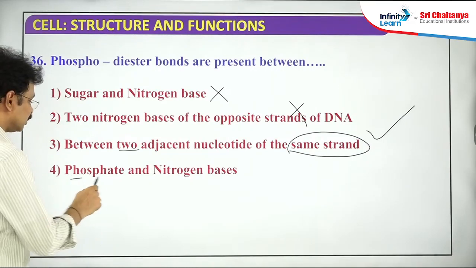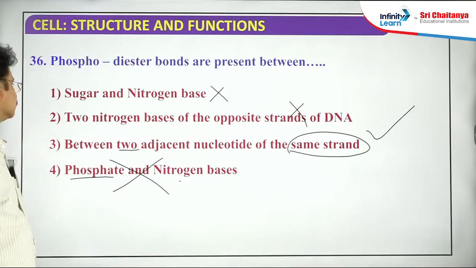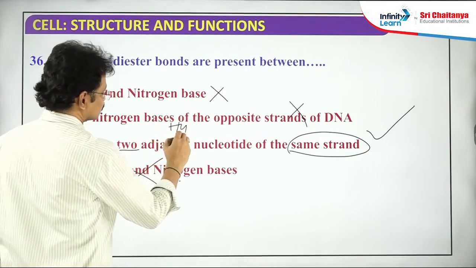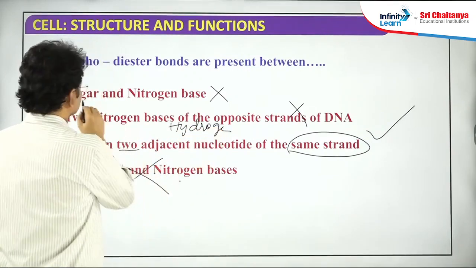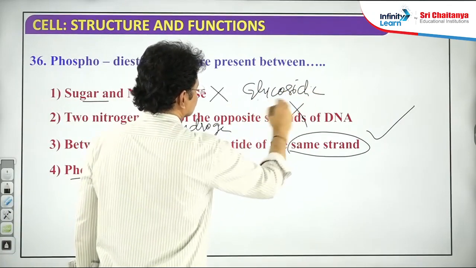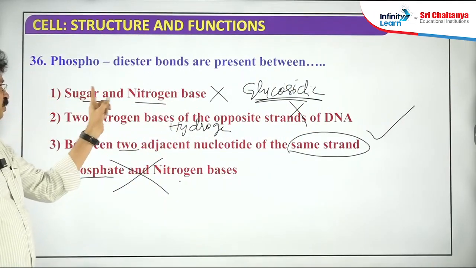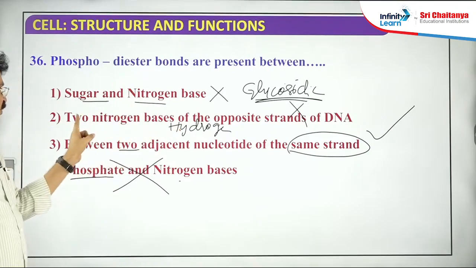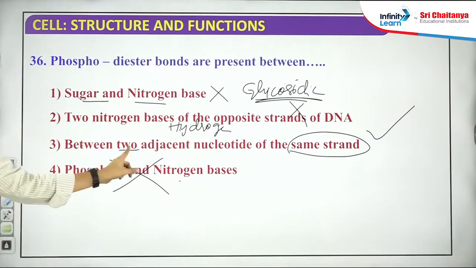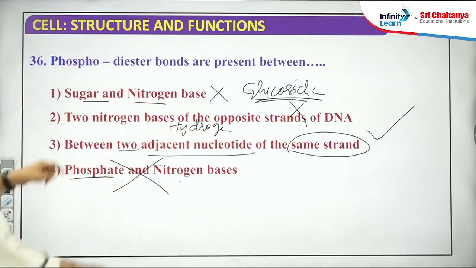There is no kind of bonding between phosphate and nitrogen base. No bonding. What kind of bonds are there? Between two nitrogen bases of the opposite strands, hydrogen bonds. Between sugar and base, a glycosidic bond. So, the nature of bond linking: glycosidic bonds join sugar and nitrogen base. Hydrogen bonds are found between nitrogen bases of the opposite strands of the DNA molecule. Between two adjacent nucleotides within the same single strand, phosphodiester bonds are there.